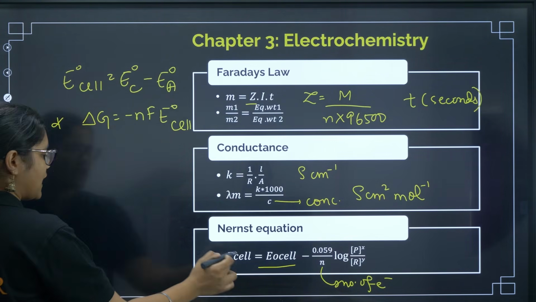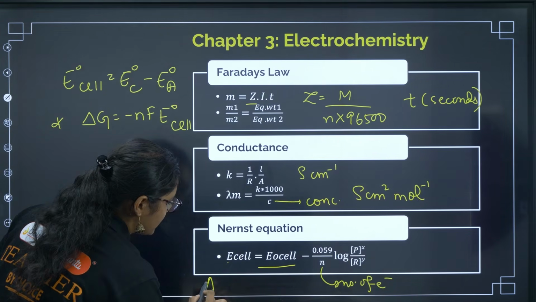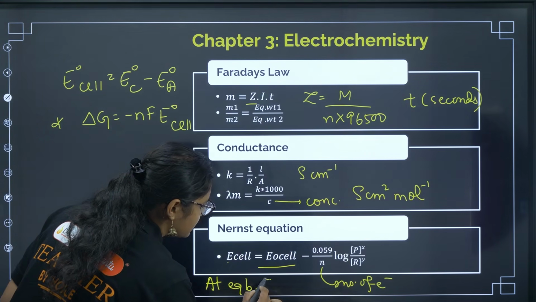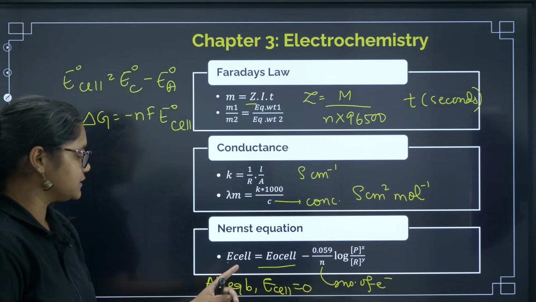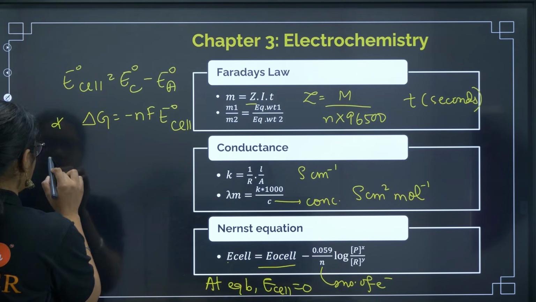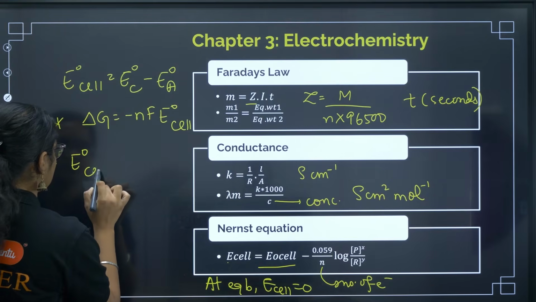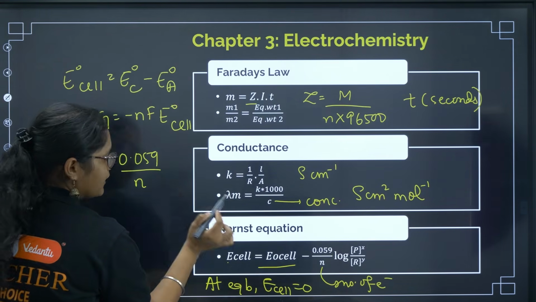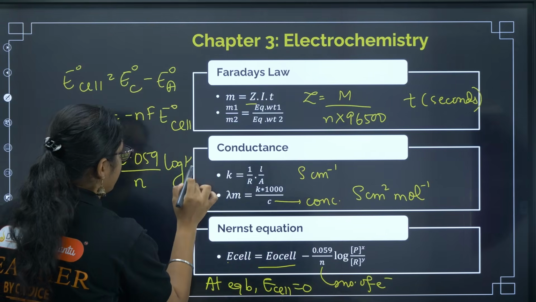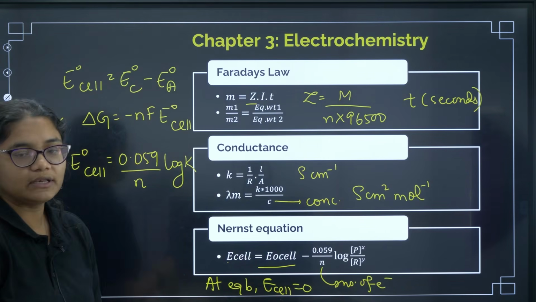And another formula is at equilibrium. What happens? At equilibrium, E of the cell is 0. Right? If E of the cell is equal to 0, then what will happen? We will get this relation: E naught of the cell is equal to 0.059 by n, log of K. K is nothing but your equilibrium constant.